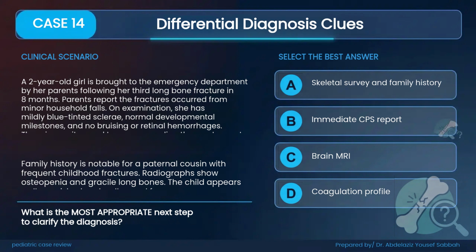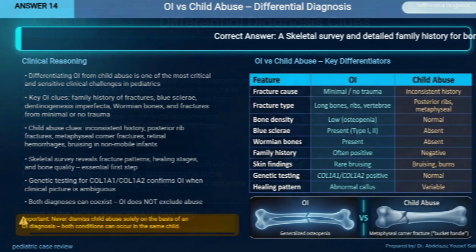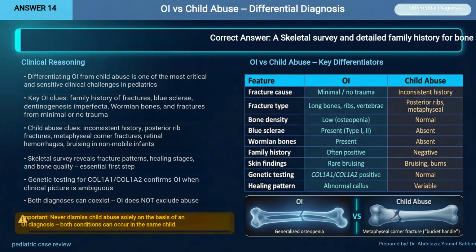What is the most appropriate next step to clarify the diagnosis? Option A, skeletal survey and family history. Option B, immediate child protective services report. Option C, brain magnetic resonance imaging. Option D, coagulation profile. The correct answer is option A, skeletal survey and detailed family history for bone fragility.